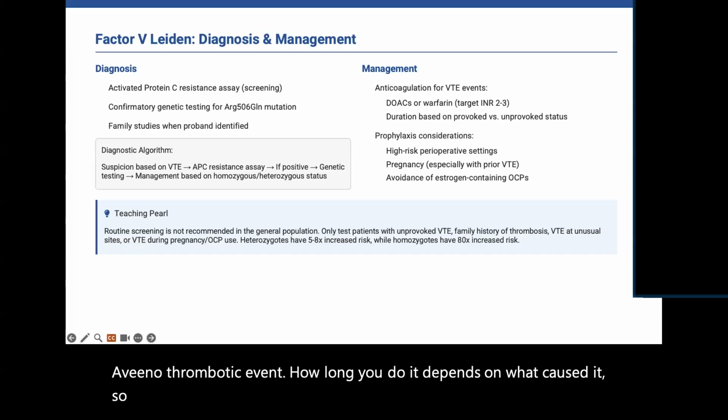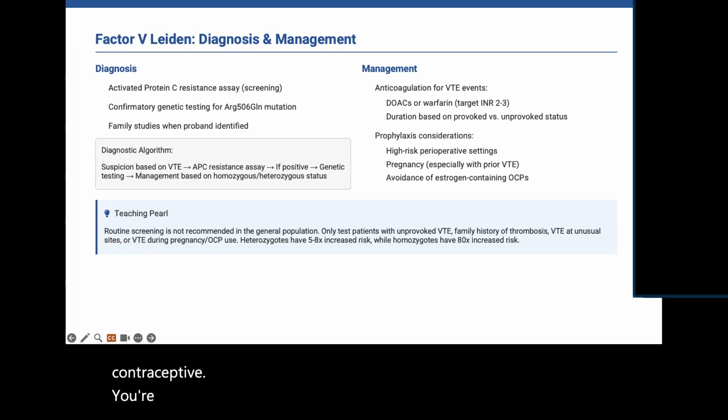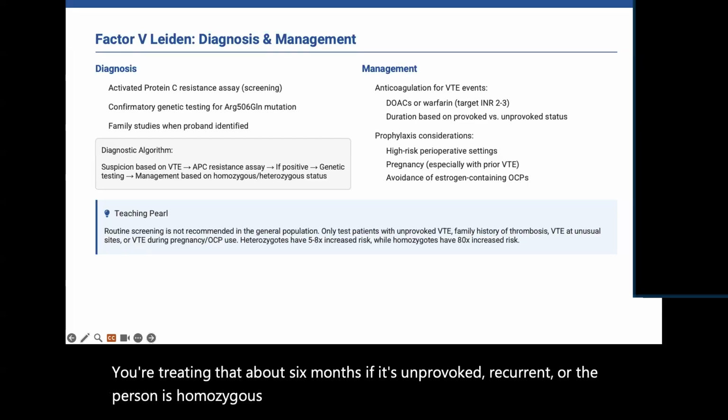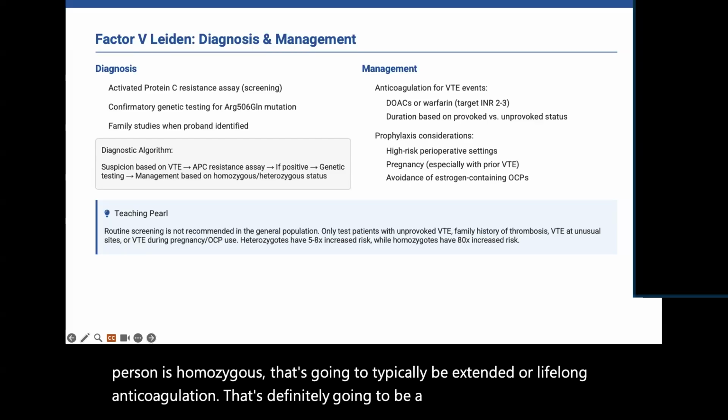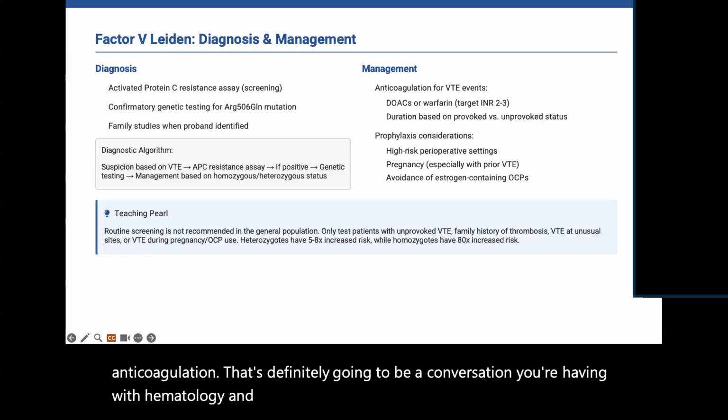How long you do it depends on what caused it. So if it's a provoked clot, meaning surgery, oral contraceptive, immobility, you're treating that about 6 months. If it's unprovoked, recurrent, or the person is homozygous, that's typically going to be extended or lifelong anticoagulation. That's definitely going to be a conversation you're having with hematology and genetics.